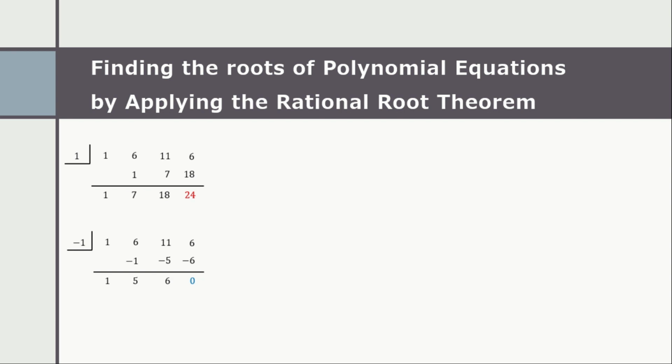And positive 5 multiplied by negative 1 will give us negative 5. Then 11 plus negative 5 will give us 6. And 6 multiplied by negative 1 will give us negative 6. Then 6 plus negative 6 is equal to 0. In this case, the remainder is 0. Therefore, negative 1 is one of the roots of the given polynomial equation.